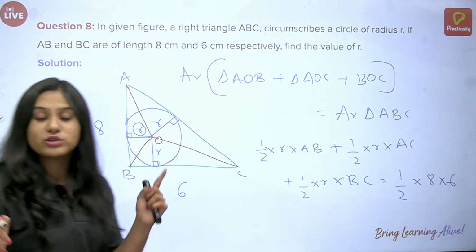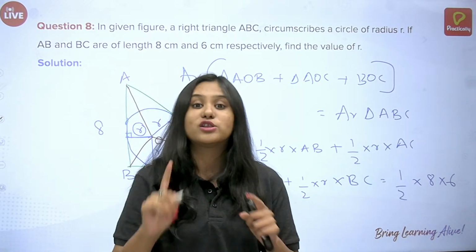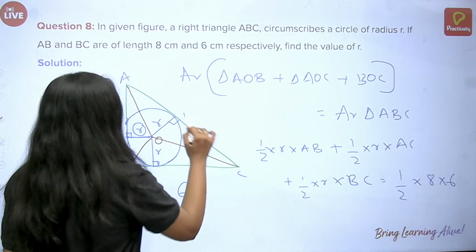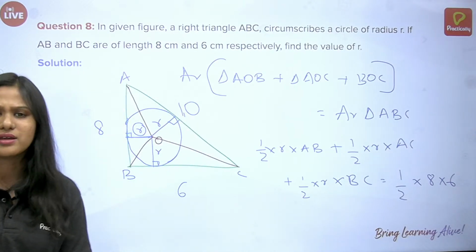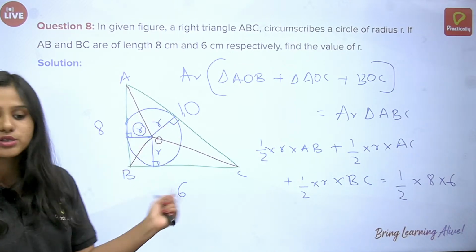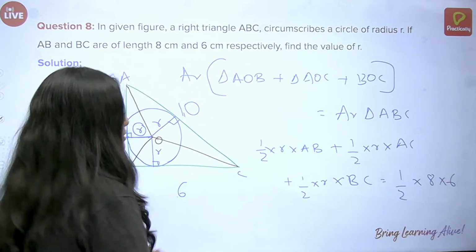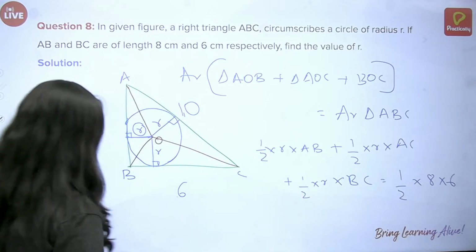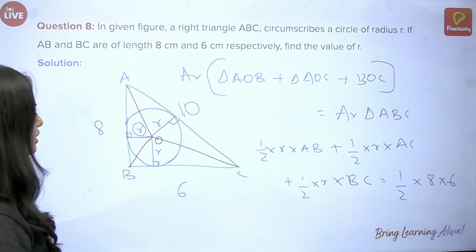And if you know that 6, 8 and 10 are Pythagorean triplets, you would easily put this 10. Why? 36 plus 64 equals 100, root 100 equals 10. Very simple, right? Now, let us just use this. So, I hope it's better to go to the next.